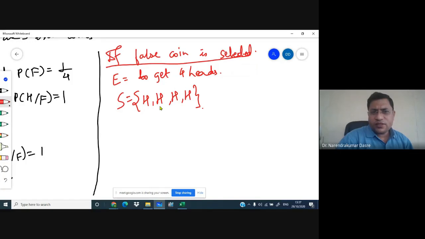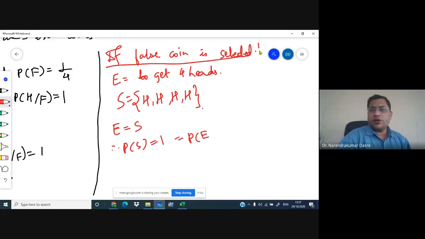What do you have? This is the sample space, because you will have only one observation. When you are tossing a false coin, you will have only one observation, and that observation will have all 4 heads. So here, E is equal to yes, and what is the probability of yes? We have one. So that is the probability of E, which is what you will have when the false coin is used. So that's why I am denoting this as the probability of getting all four heads when the false coin is used.